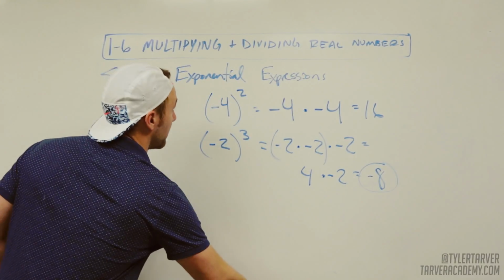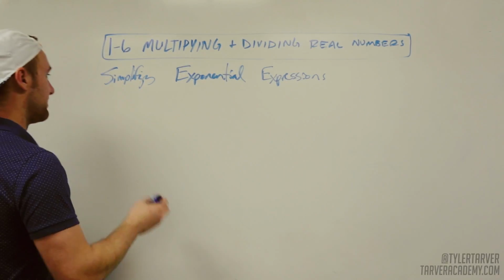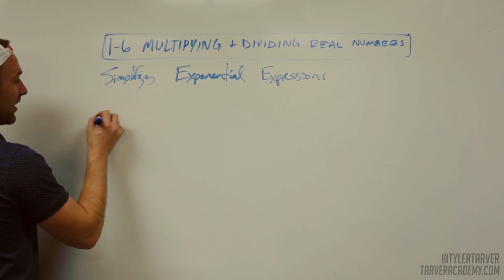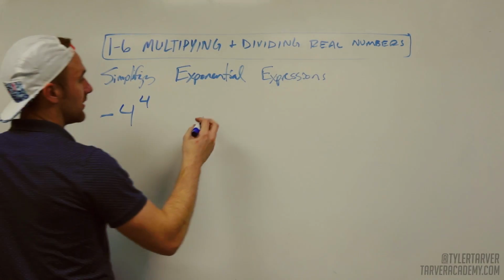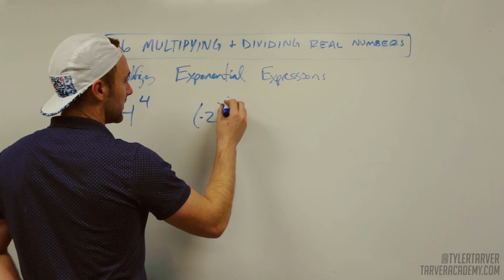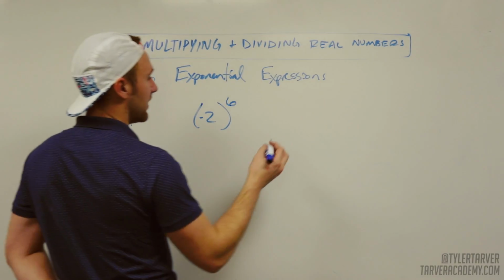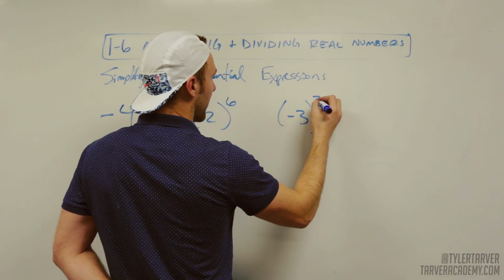Okay, let's look at a couple examples that will probably trip you up. So let's say we've got -4 to the 4th. Say -2 to the 6th. And then let's say negative 3 to the third. All right?